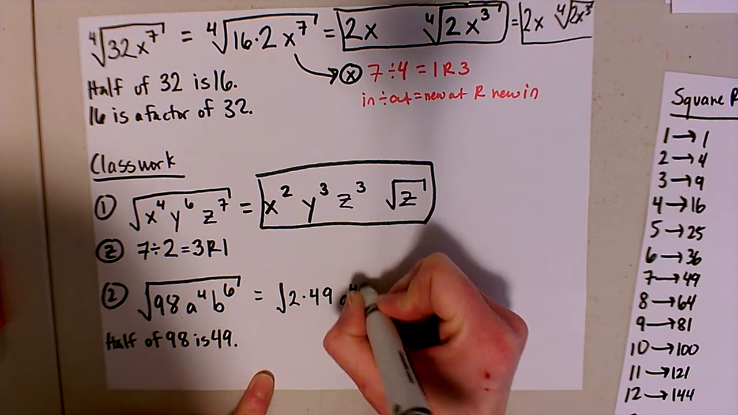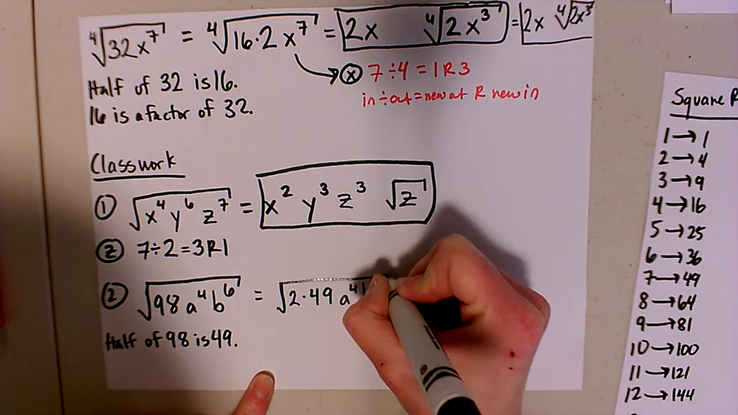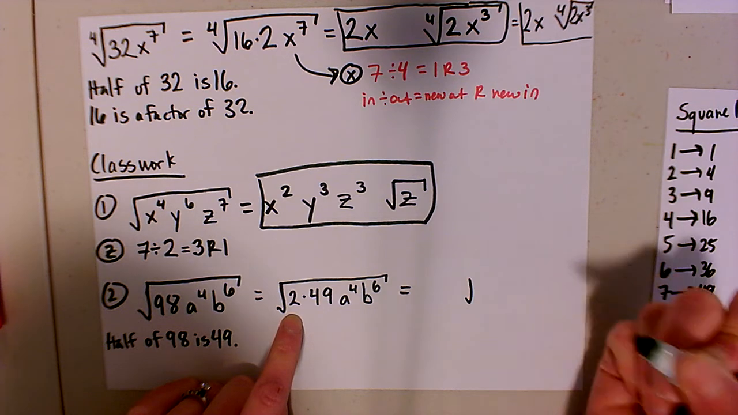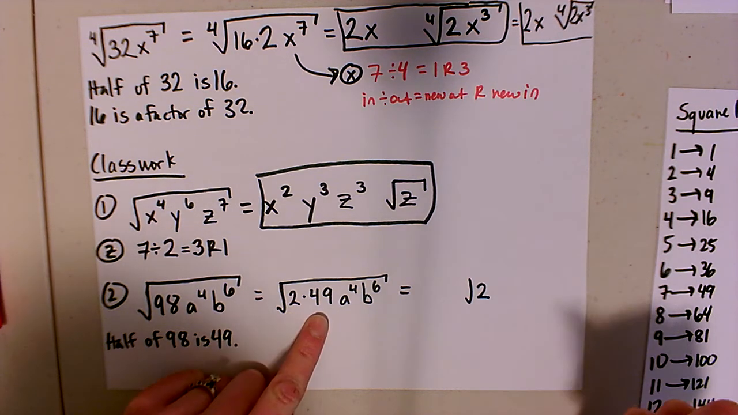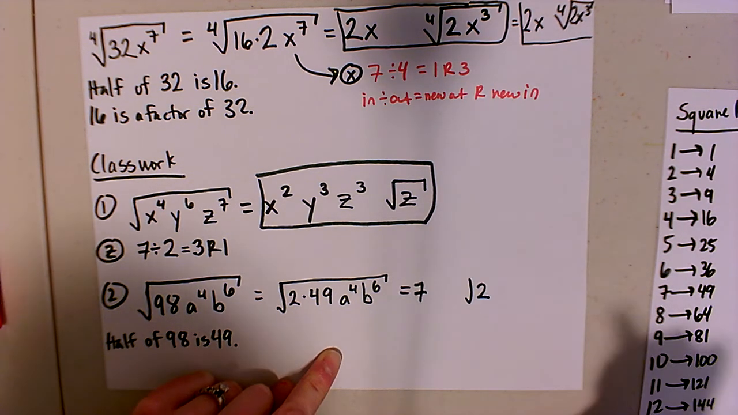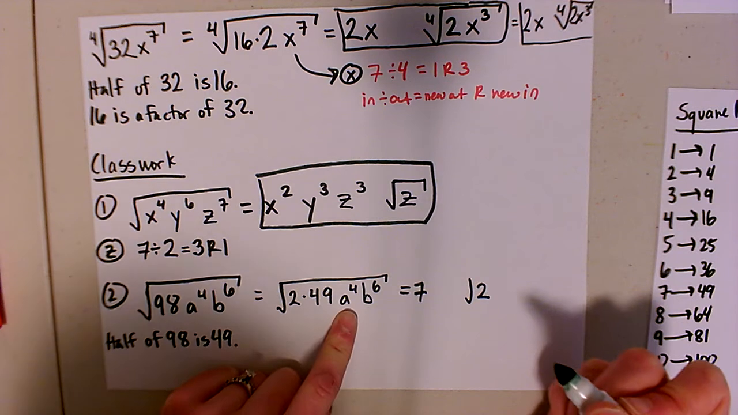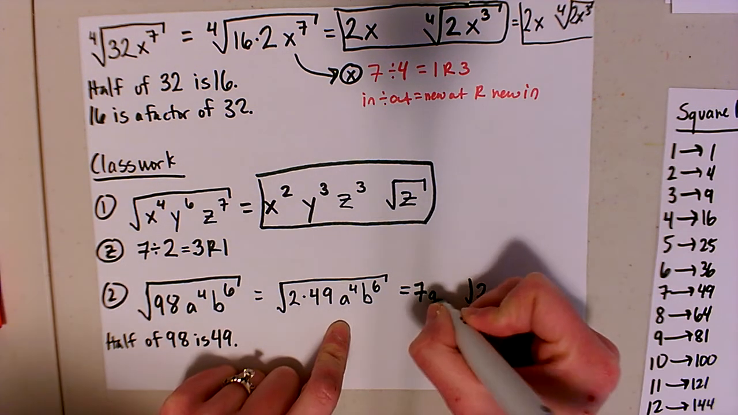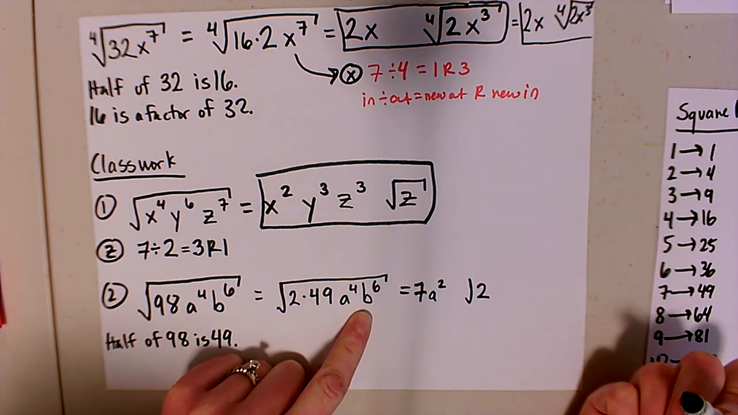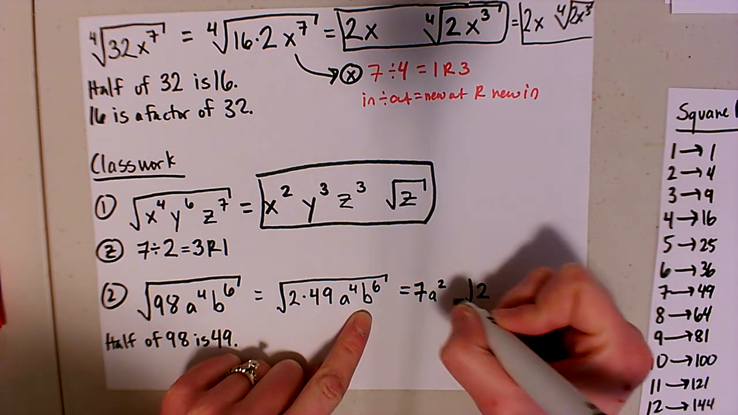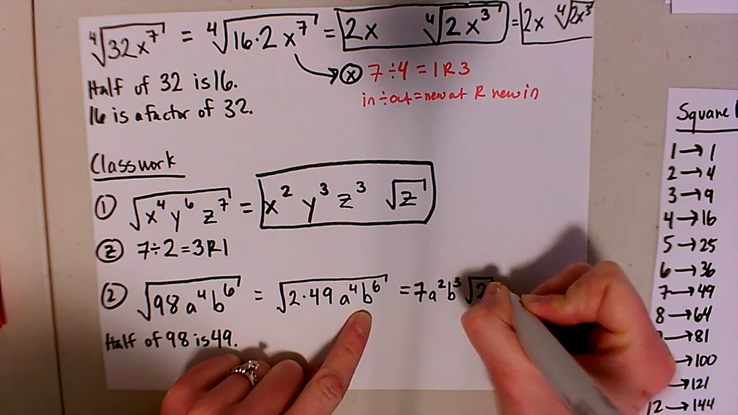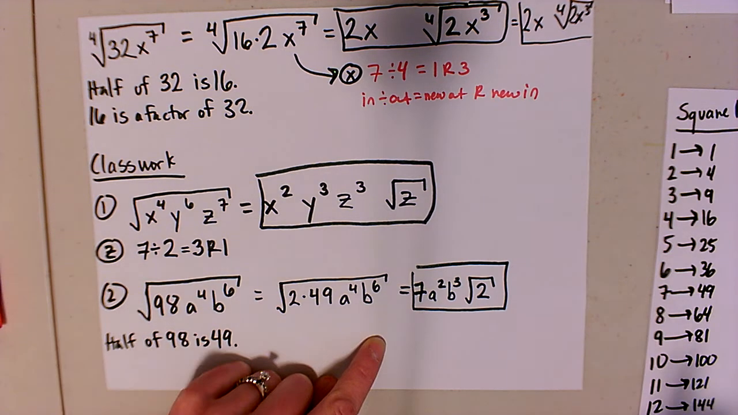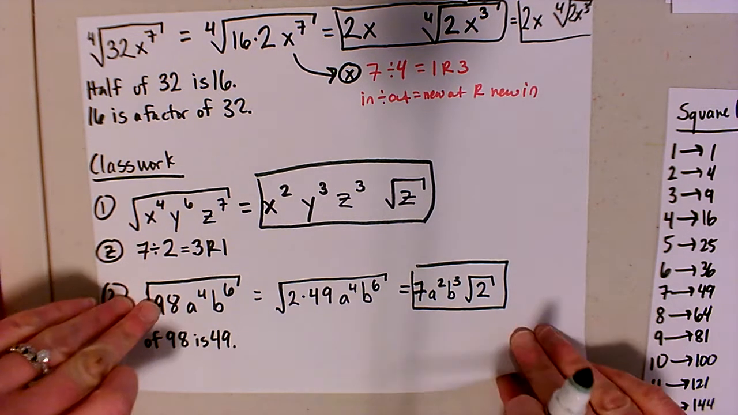And then we have a to the 4th, b to the 6th. Now, we can't take the square root of 2. That's as far as that number goes, so we leave that on the inside. The square root of 49 is 7, so we can pull that out. For the square root of a to the 4th, we divide that exponent of 4 by 2, so that gives us an a squared on the outside. For the square root of b to the 6th, we divide that exponent by 2, so that gives us b cubed on the outside. We don't have anything left over on the inside except the 2, so we've got 7a squared b cubed root 2.